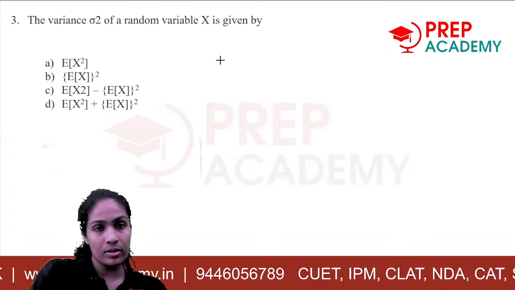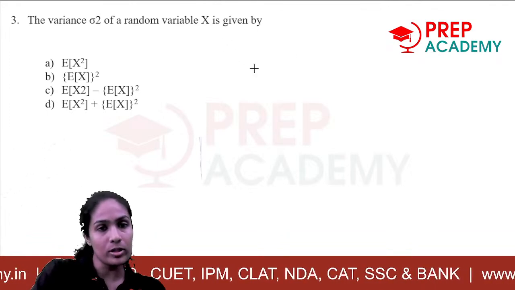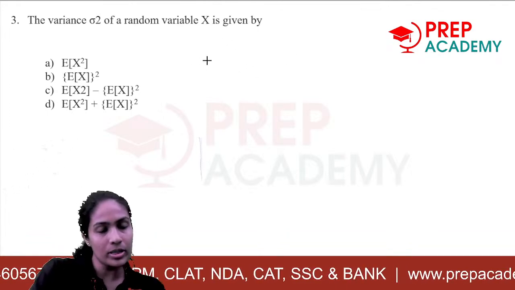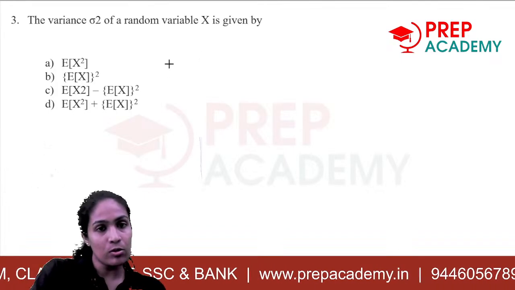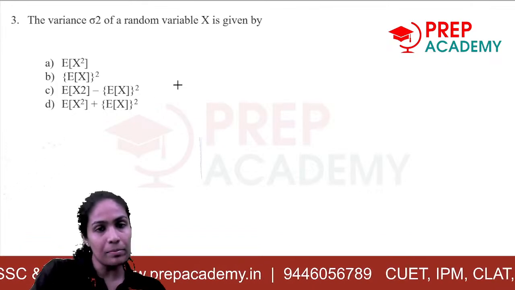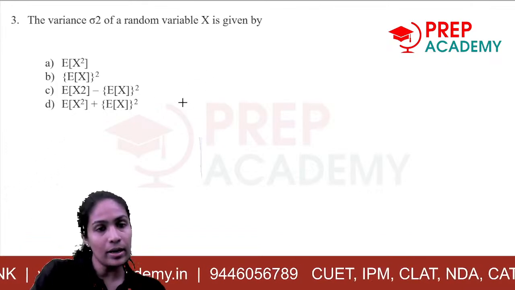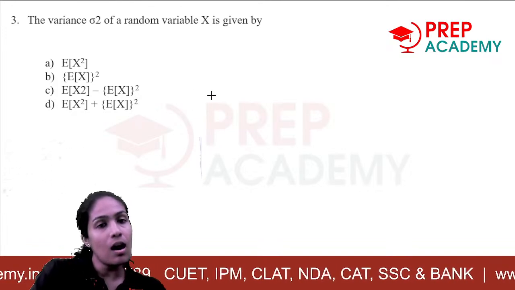Now the next question: variance sigma square of a random variable x is given by, option A, expectation E of x square, meaning expectation of x square. Option B is expectation of x the whole square. Option C, expectation of x square minus expectation of x the whole square. Option D, expectation of x square plus expectation of x the whole square.